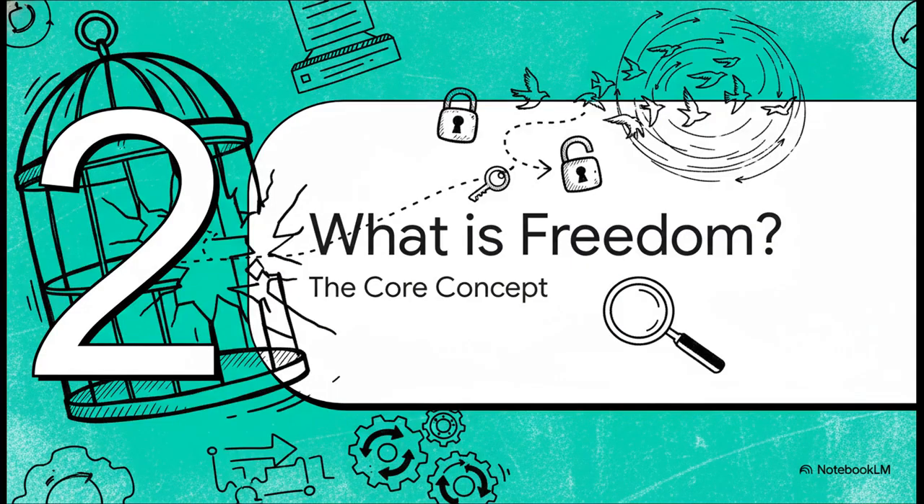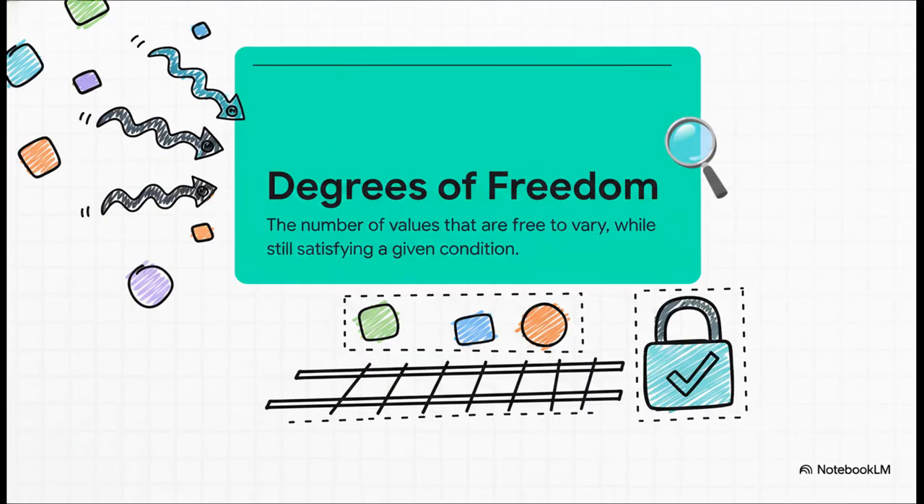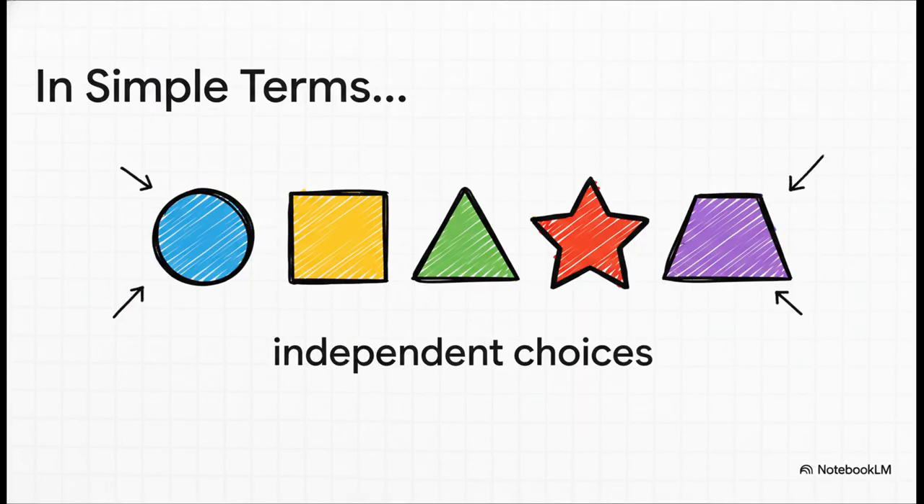Okay, so to solve that whole n-1 thing, we've got to get to the heart of the concept itself. I mean, what does freedom even mean when we're talking about stats? Let's break it down. Take a look at the official definition here. There are two parts that are absolutely key. You see them? Free to vary and satisfying a specific condition. Honestly, that's the whole shebang right there. It's all about how much wiggle room, how much flexibility you have when you're forced to play by a certain rule.